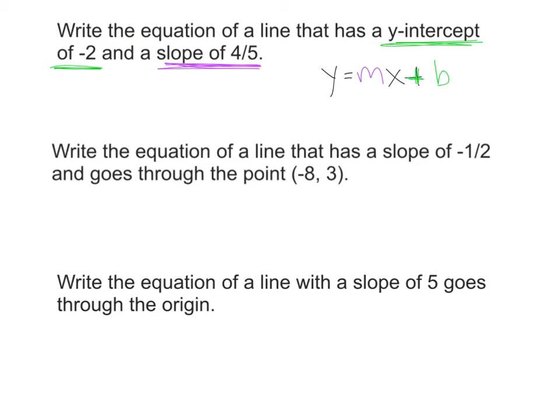Okay, so we're going to write y equals 4/5 for our slope, right? x, and then -2, because our y-intercept was -2. So that is the equation we should write. All right, pause the video and try this next one. Write the equation of a line that has a slope of -1/2 and goes through the point (-8, 3).